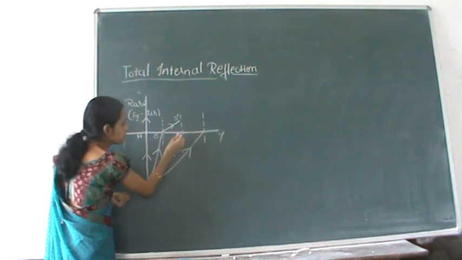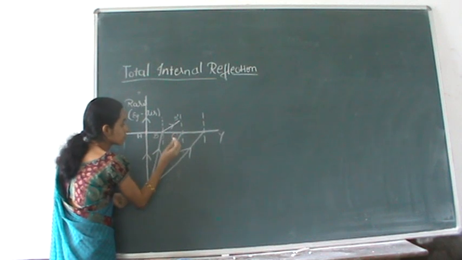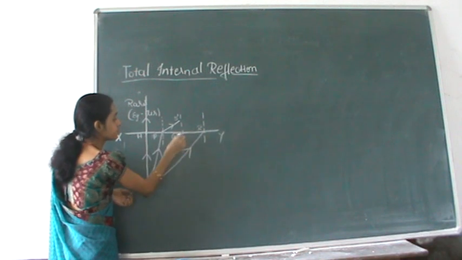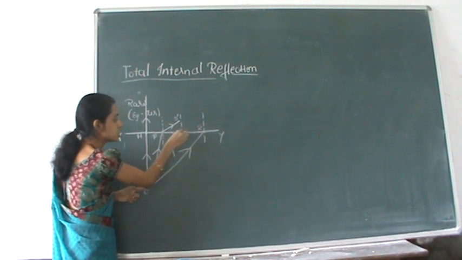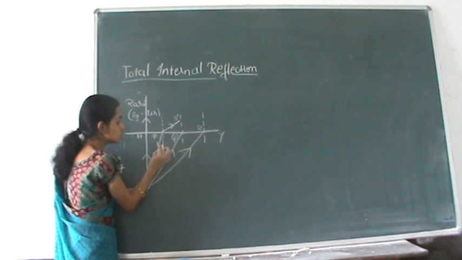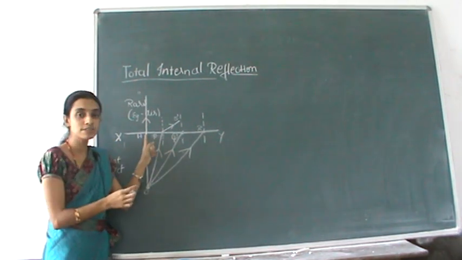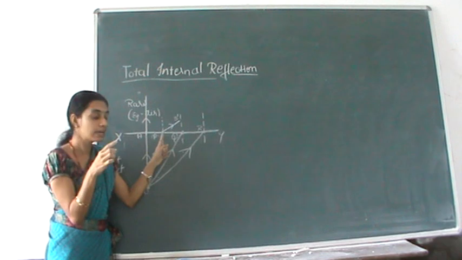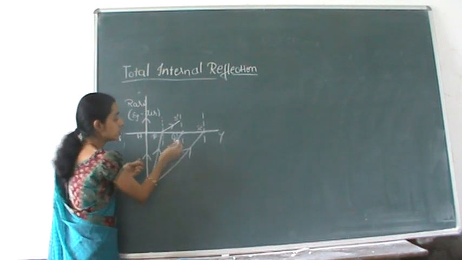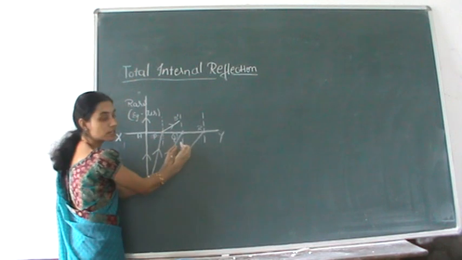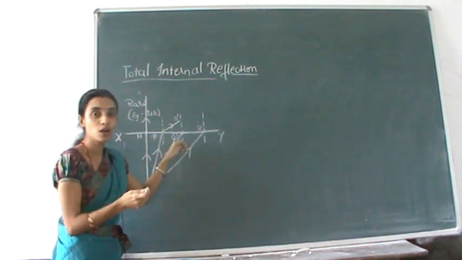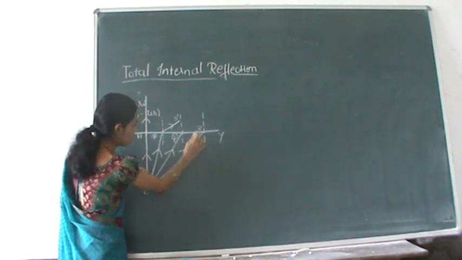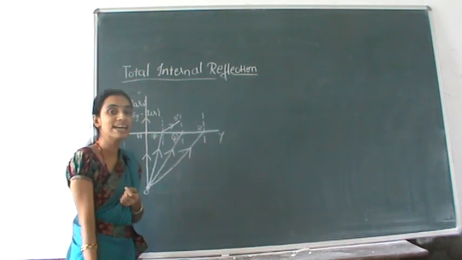Let the rays be P, Q, R. Here OQ is the incident ray at this point. From this value to this, the angle of incidence has been increased. Initially the angle of incidence was 0. In the next ray, the angle of incidence has been increased. In the next case also, from angle OP to angle OQ, the incident angle also increased. Again for OR, the angle of incidence once again increased.